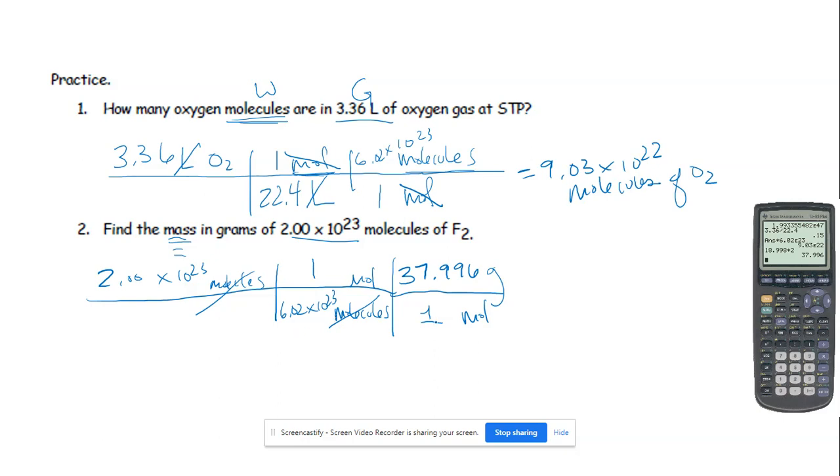We can do 2 times 10 to the 23rd times 1 times 37.996 divided by 6.02 times 10 to the 23rd divided by 1. Or we can do piece by piece by piece. We'll get the same answer regardless.